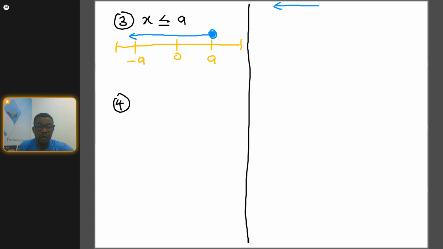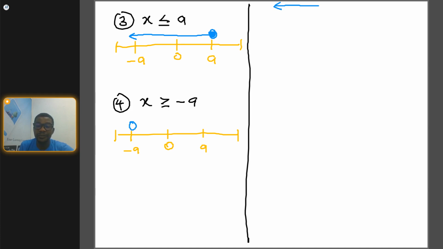Number 4, when x is greater than or equals to minus a. Draw the inequality sign, indicate the neutral point, the positive, the negative. All right. Now, you need to identify where minus a is on the number line. We have minus a here, and we are dealing with greater than.